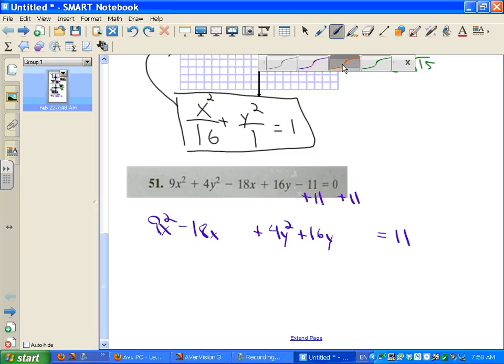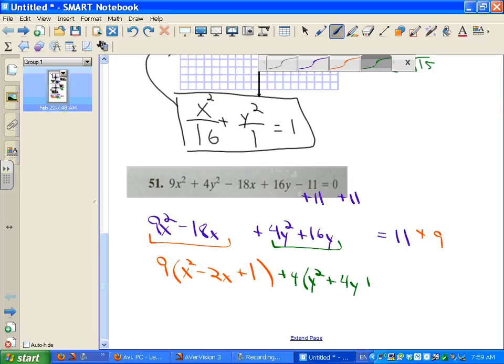All right, so if I want to complete the square here, well, first of all, what should I pull out? A 9, leaving me back behind with an x squared minus 2x, then plus what to complete the square? 1. But what am I really adding? 9. So I'm going to have to add 9 over here to this side too. All right, what can I pull out of here? A 4, leaving me behind with y squared plus 4y plus, what do I need to complete the square? 4, but what am I really adding? 16. So I have to add 16 over here. So this whole thing is going to equal 36. We added quite a bit.